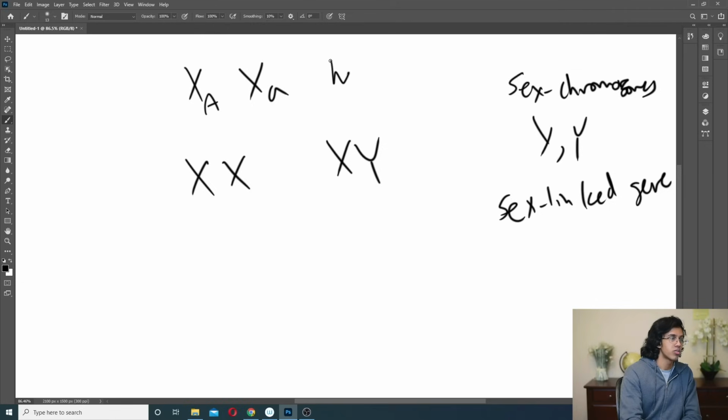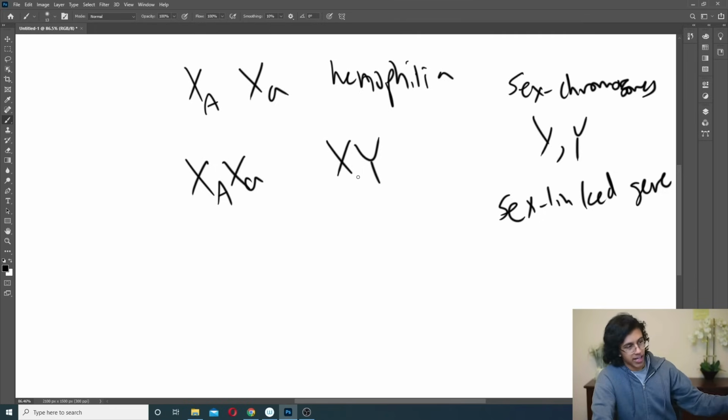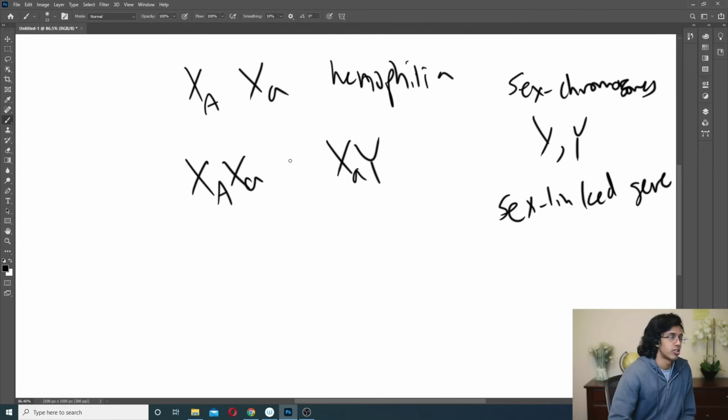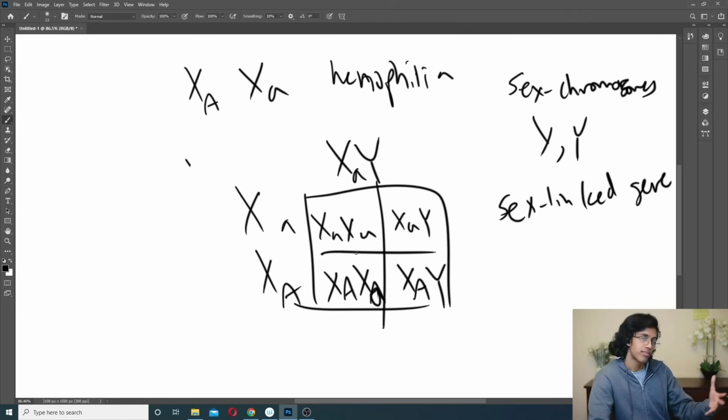So in hemophilia, let's just do an example. So let's say that your mom is a carrier, right? She has one version of the hemophilia gene, right? And let's say your dad is a hemophiliac, right? Then that basically means he must have the recessive allele. So now, if we do a Punnett square real quick, we basically get an X^A X^a, X^a X^a, X^A Y, and X^a Y. Okay. So basically, if they have a daughter, right?